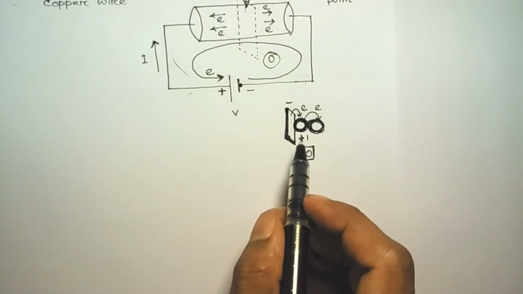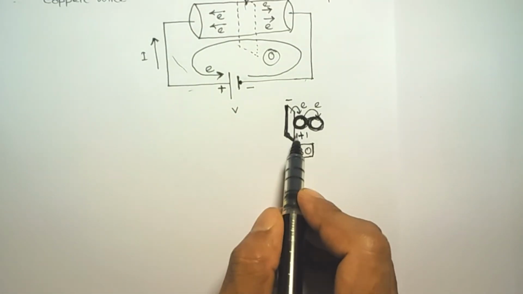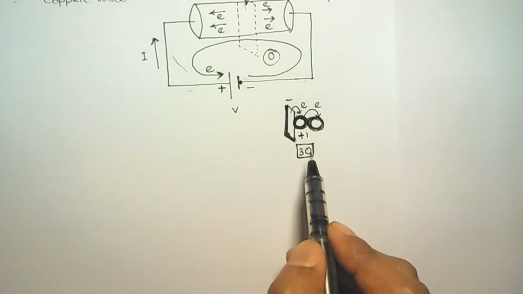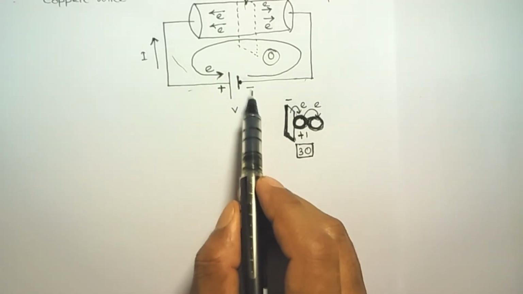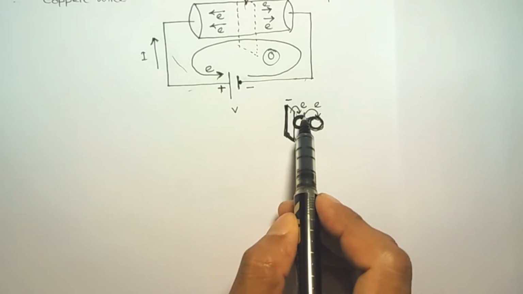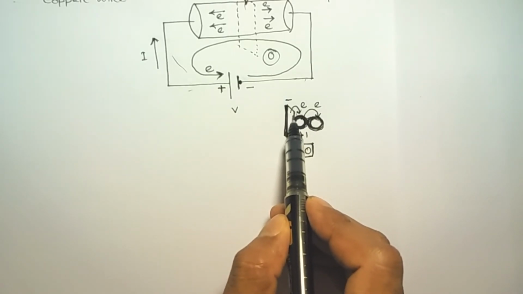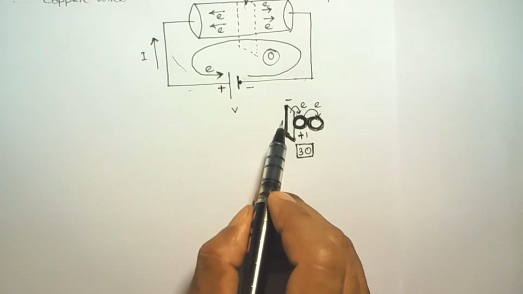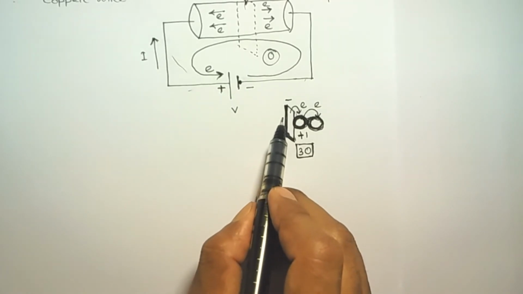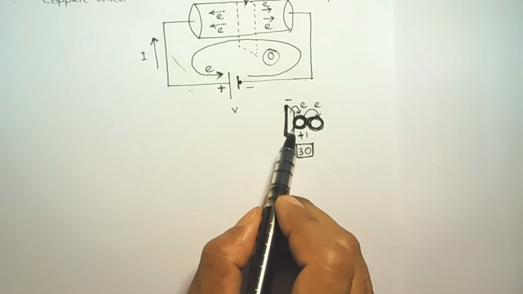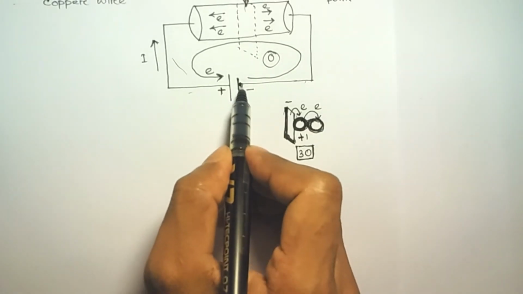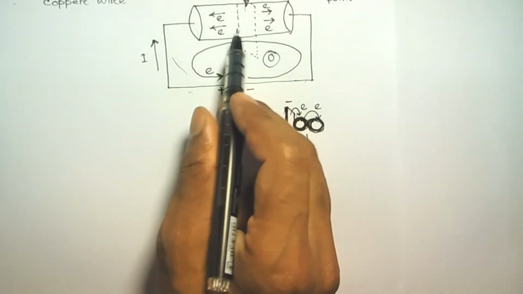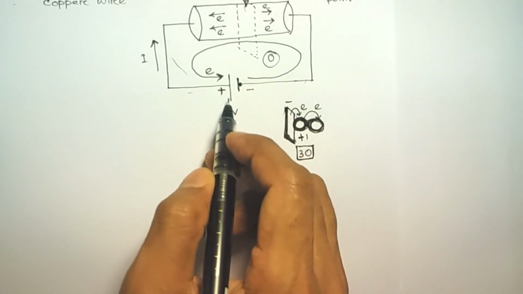For understanding, we have taken only one atom connected with this negative terminal, but in practical cases so many atoms will be connected with this negative terminal. So the electrons will be forwarded from this negative terminal to these atoms, and the electrons will be moving from this negative terminal to this positive terminal at a huge rate.